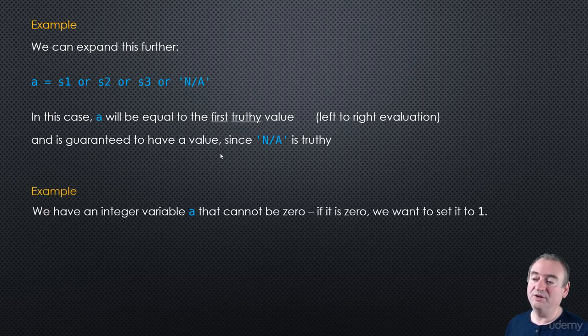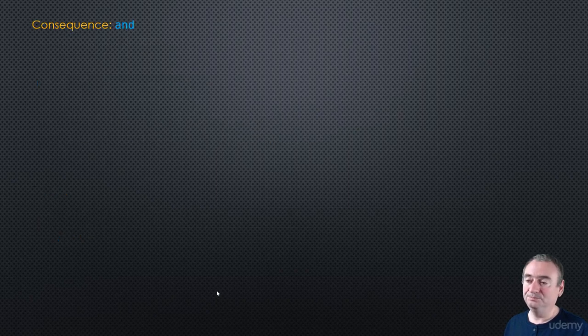Let's say we have an integer variable that cannot be 0. For some reason or other, we have this integer and we don't want it to be 0. And if it is 0, we want to set it to 1. Now, obviously, you could write an if statement: if a equals 0, then a equals 1. You could do something like that. Or, since 0 is a falsy value, we can just write a equals a or 1. It's going to be the same thing. It's going to return 1 if a is 0, or it's going to return a if a is non-zero. So again, pretty handy to do.